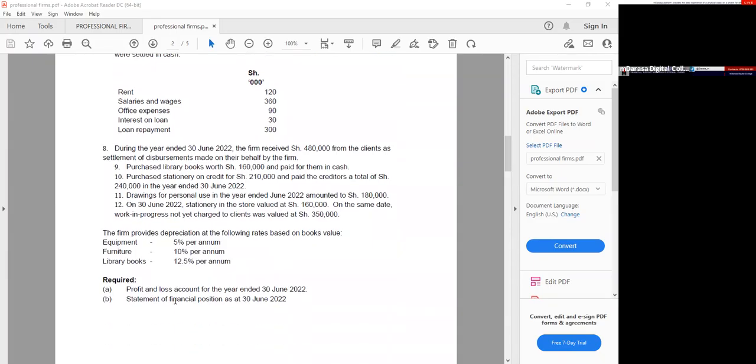So required here, we are required to prepare our P&L account, which is the income and expenses account, as well as a statement of financial position as of 30 June 2022. So that's the detail that I'm given, my good students. So given such, where are we going to start from?